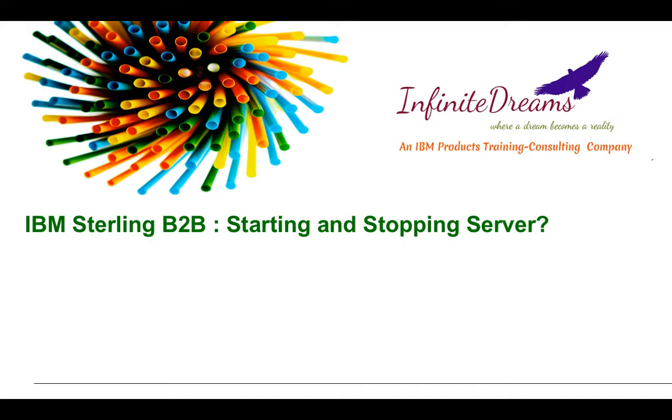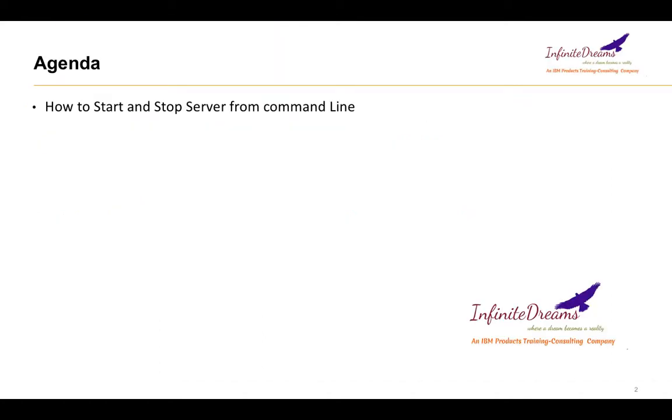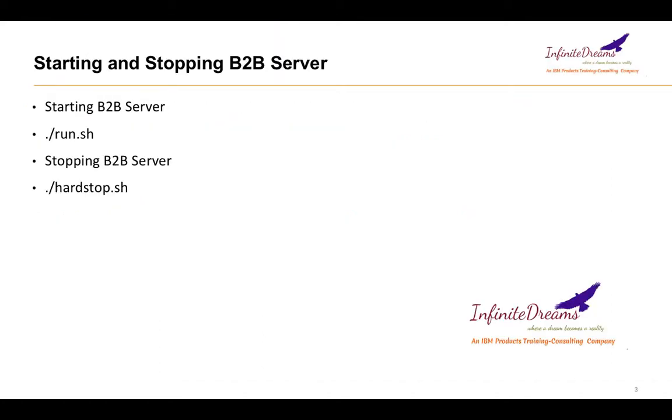Hi, in this tutorial, we will learn how to start and stop the Sterling B2B server. Here we will see it in a Linux machine. In the Linux machine, there is a command called run.sh, which we use for starting the B2B server. And if we want to stop the B2B server, we use the command called hardstop.sh. Both of these commands we need to execute from the installation directory, where the Sterling B2B is installed.